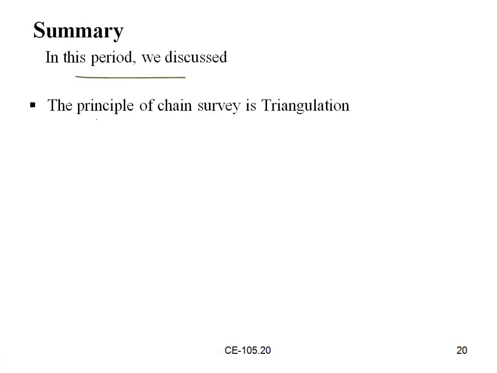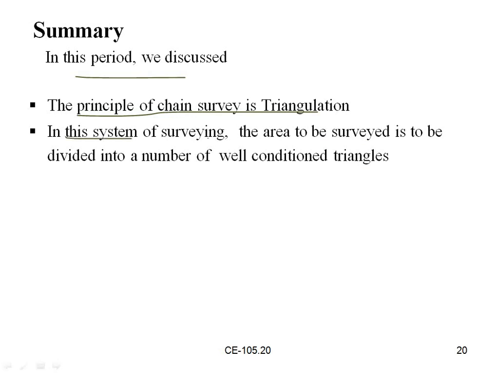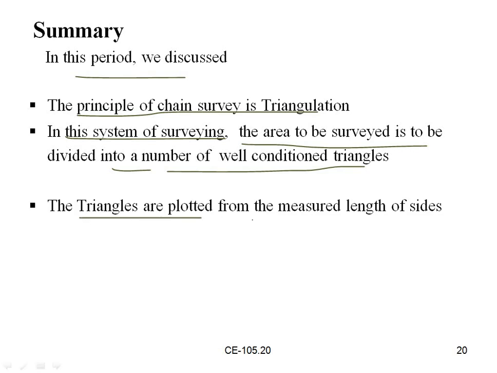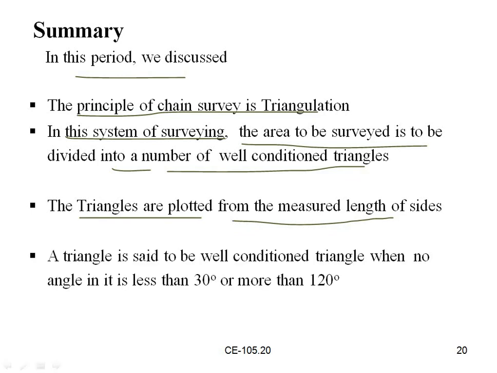So, in summary, in this period we have discussed the principle of chain surveying triangulation. In this system of surveying, the area to be surveyed is divided into a number of well-conditioned triangles. The triangles are plotted from the measured length of sides, and a triangle is said to be well-conditioned when no angle in it is less than 30 degrees or more than 120 degrees. So this is regarding chain triangulation.